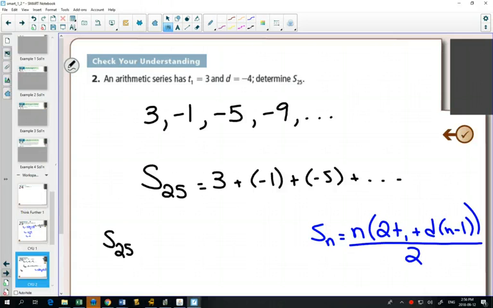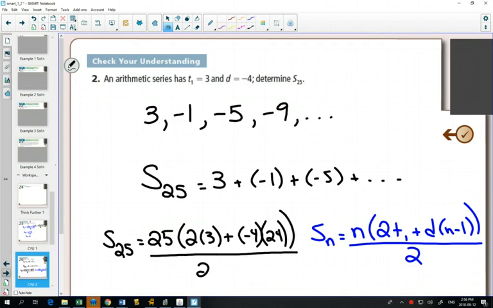Do we know what n is? Yes, it's 25. Do we know term 1? Yes, it's 3. Do we know what d is? It's negative 4. n minus 1 will be 25 minus 1, which is 24. All divided by 2.